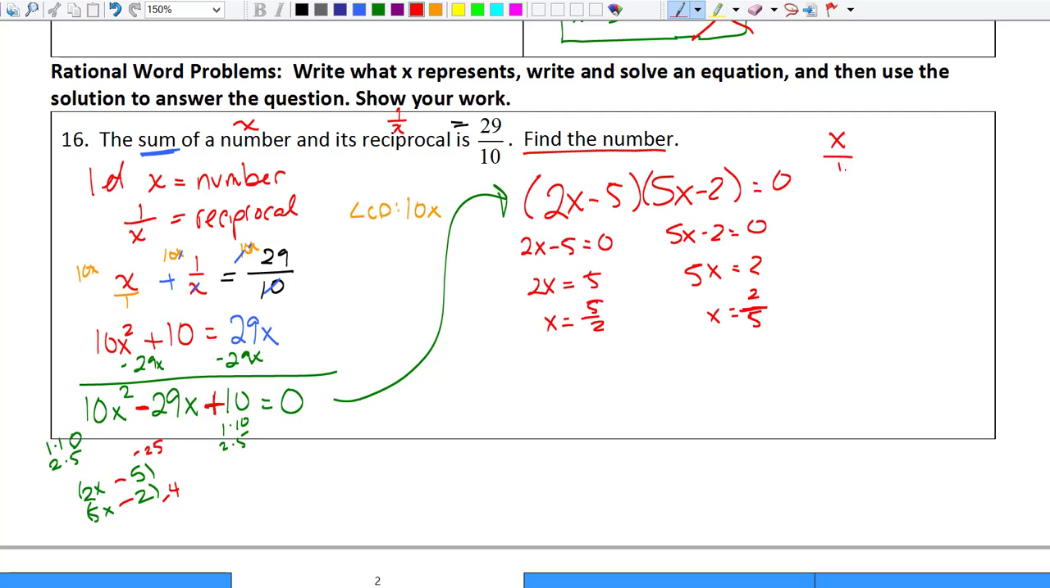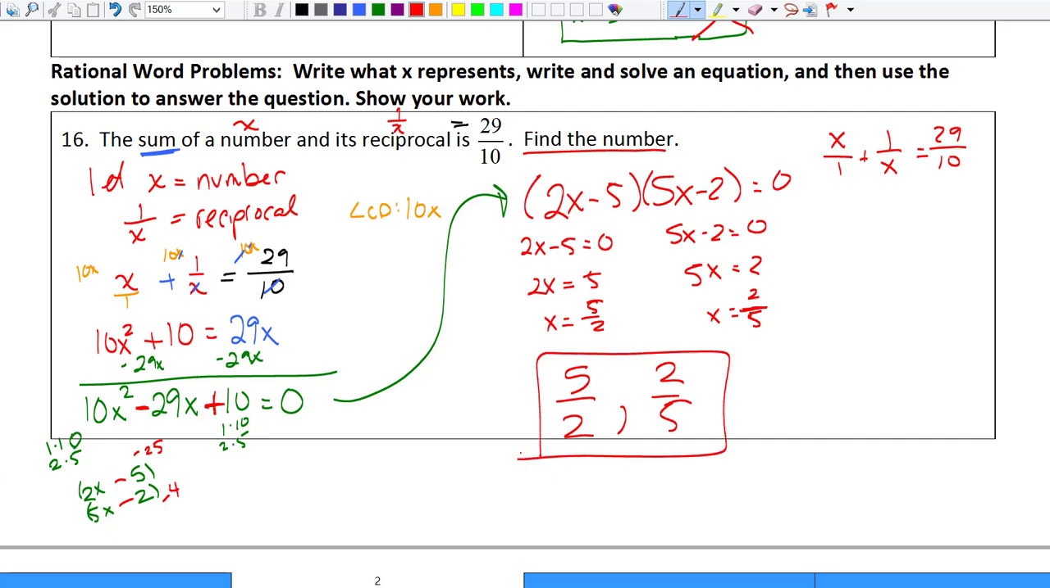Okay, so I have to check my work with the equation. My equation was x plus 1 over x equals 29 tenths. There's only one variable in the bottom. If I plug 5 halves into that variable or 2 fifths into that variable, is that going to be 0? Well, no, that's not going to get me 0. And often there aren't a lot of extraneous solutions on these word problems that I have been giving you. So either the number could be 5 halves, and its reciprocal would then be 2 fifths, and it adds to 29 tenths. Or the original number could be 2 fifths, and its reciprocal is 5 halves, and yet they both add to the 29 tenths.